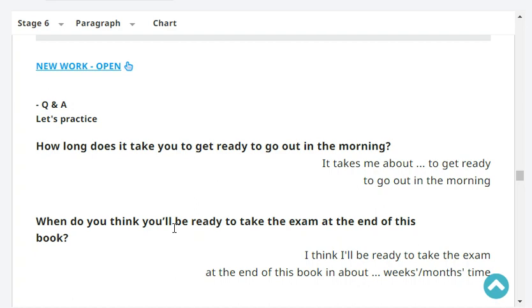How long does it take you to get ready to go out in the morning? It takes me about an hour and a half to get ready to go out in the morning.